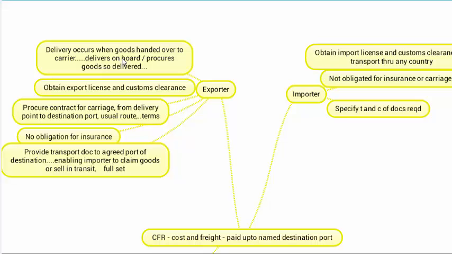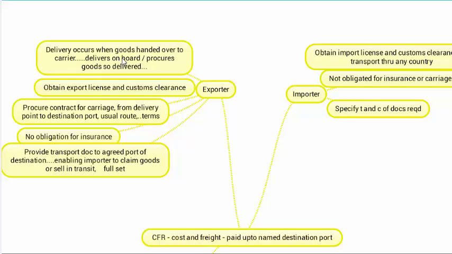Then what else does the exporter have to do? The exporter has to obtain an export license and customs clearance for transportation to or through, till it reaches the destination. The exporter also has to procure a contract for carriage of goods up to destination. The carriage contract is arranged with a shipping company to carry the goods up to destination. They have to do it at their own risk and expense.